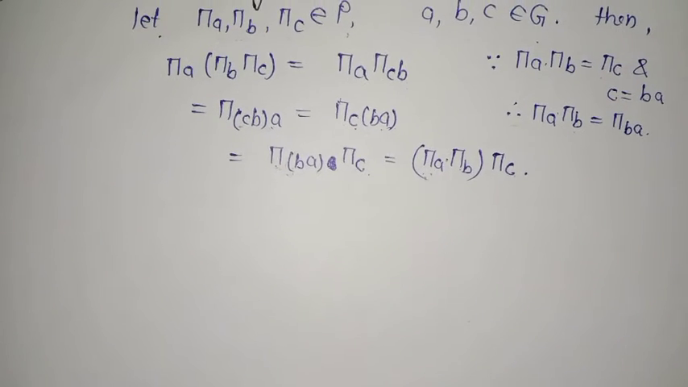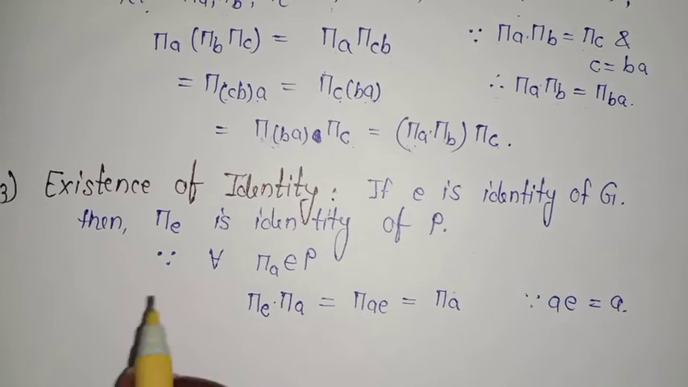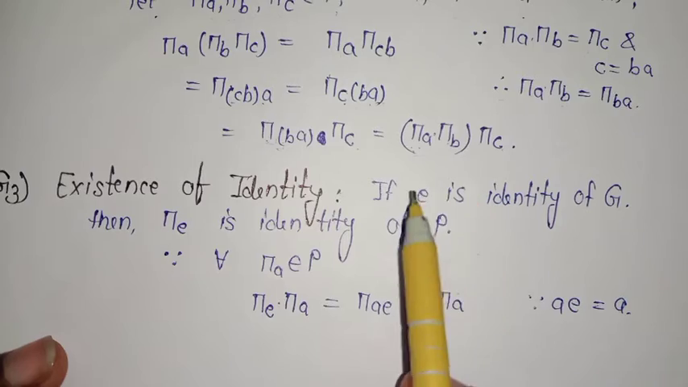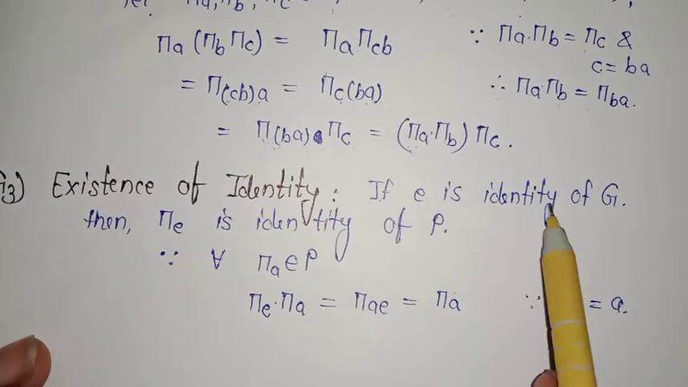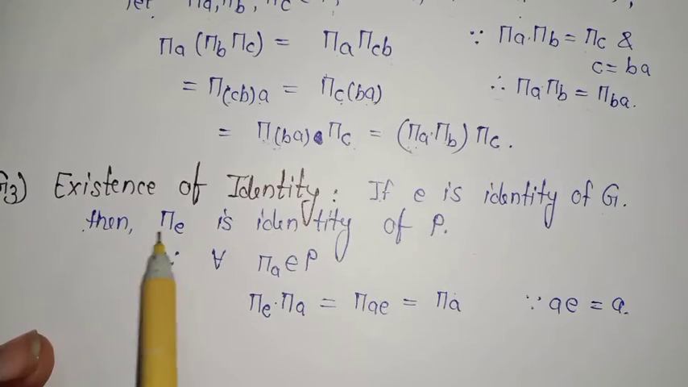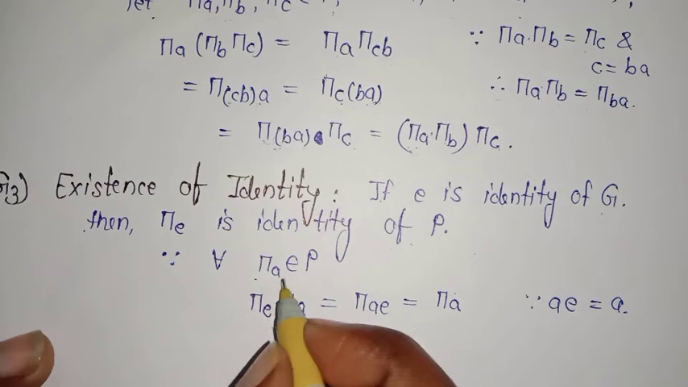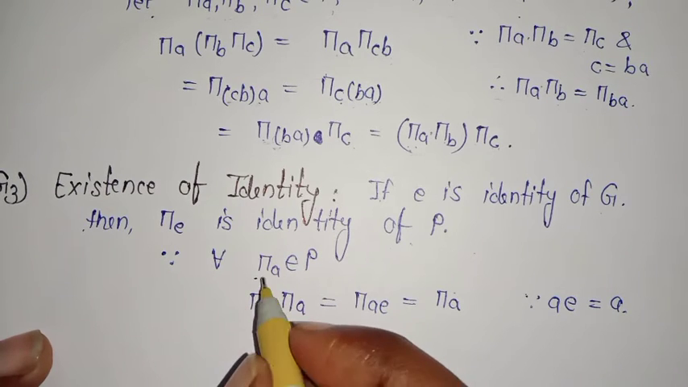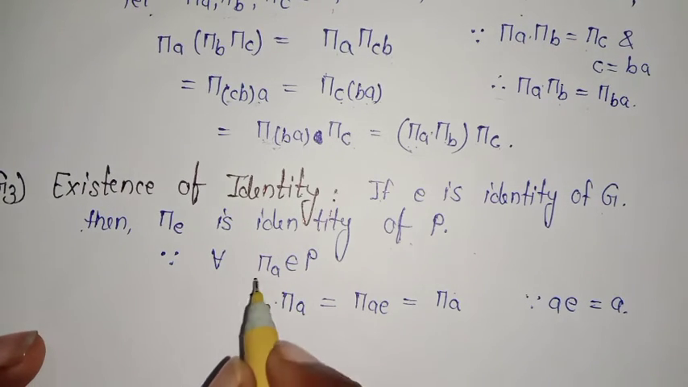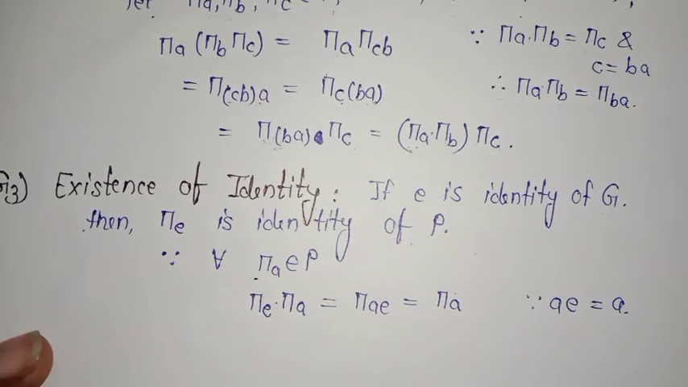Now we will see the existence of identity in this case. In order to show that the existence of identity is also satisfied, we consider that e is the identity of G. We all know about it. Now let pi e be the identity of P. Since by the property of identity, if we multiply any element of the given set or group with the identity, we get the same element.